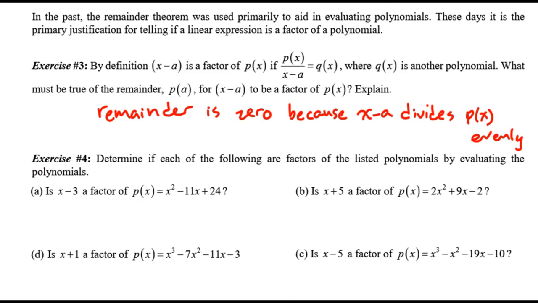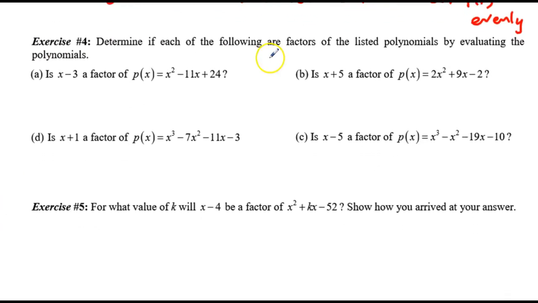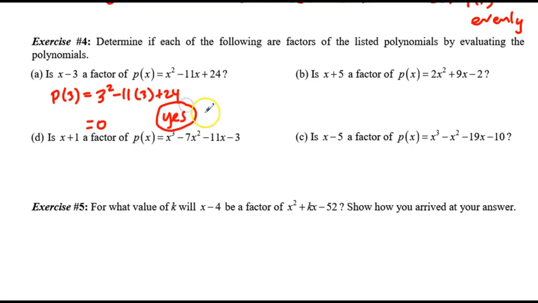okay, because x minus a divides in evenly. And finally, we're going to determine if each of these are factors by evaluating the polynomials. So if I want to know if x minus 3 is a factor, I'm going to work out p of 3. Because if it comes out 0, then I know x minus 3 is a factor. So let's just do 3 squared minus 11 times 3 plus 24. And yes, in fact, 9 minus 33 plus 24, it is 0. So I would say yes, it is a factor. Okay? Can you work out b, c, and d? It's funny how d and c are switched there, but I'm sure you can handle that.